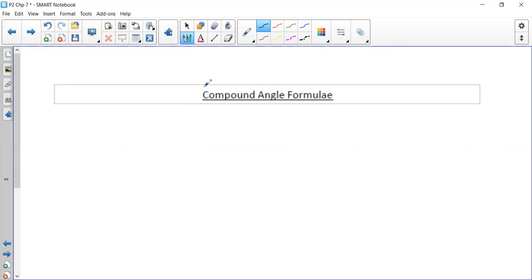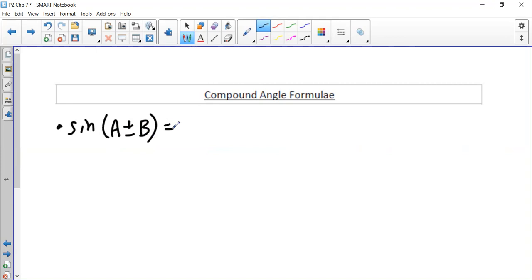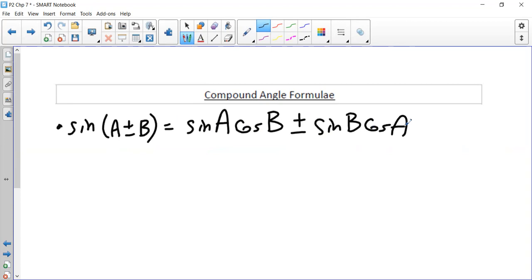Next, the new formulae. You're going to learn 6 new formulae, but they combine them into 3 because there's a plus and minus version. They are shown in the formula booklet, in a format which I'm going to show you as well. The first one is known as sine A plus or minus B, which equals sine A cos B plus and minus sine B cos A.